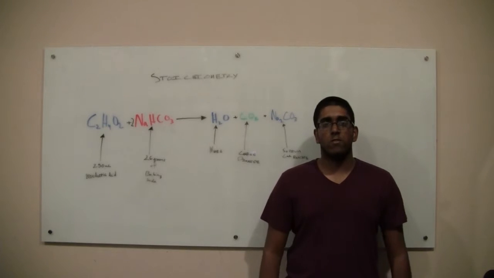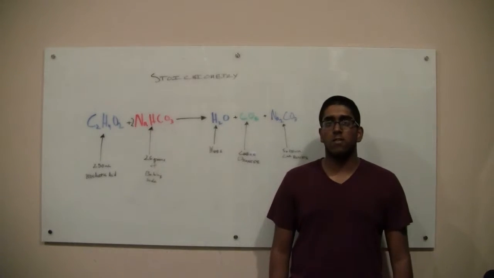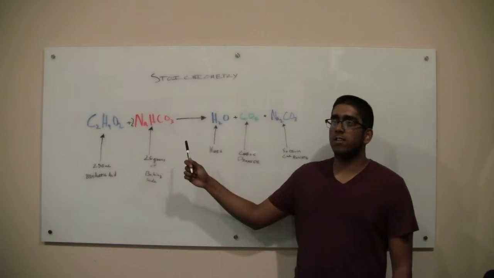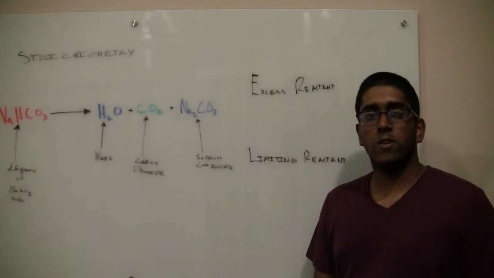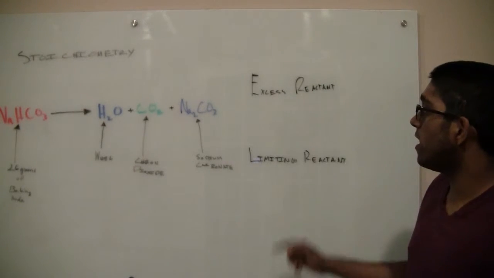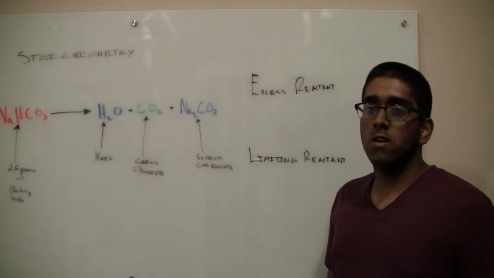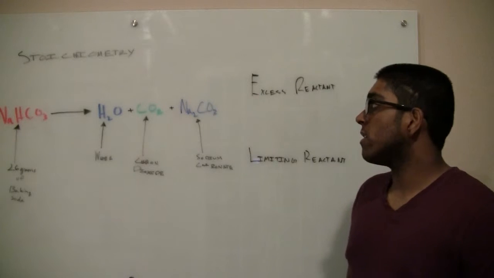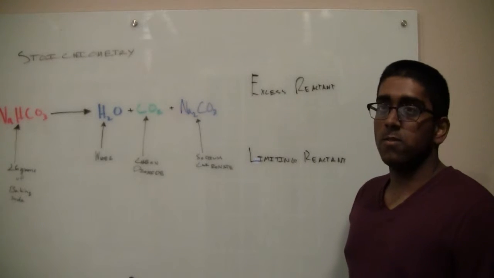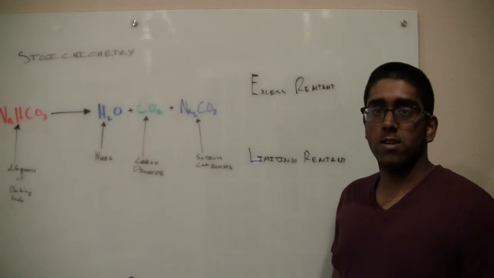Today I'll be teaching about stoichiometry. Stoichiometry is the process of getting the products using the reactants. The first part of stoichiometry is finding the excess and limiting reactants. The excess reactant is the one that creates the most of the product, and the limiting reactant is the one that generates the least of the product.